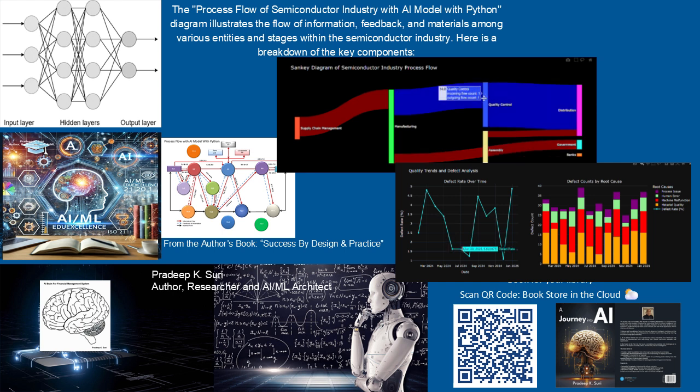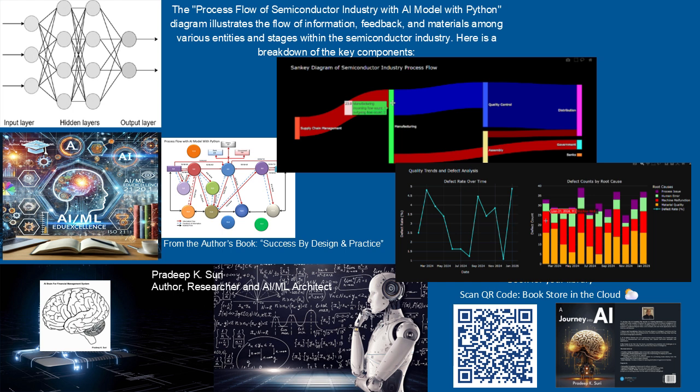3. Quality control, blue bar. Ensures the produced semiconductors meet the required standards before moving to the next stage. 4. Distribution, pink bar. Involves the logistics of getting the finished products to various destinations. 5. Assembly, red bar. Represents the final assembly of products which can then branch into 2 subflows. Government, cyan bar. Products or materials that go into government-related sectors. Banks, orange bar. Products or materials directed towards financial institutions.